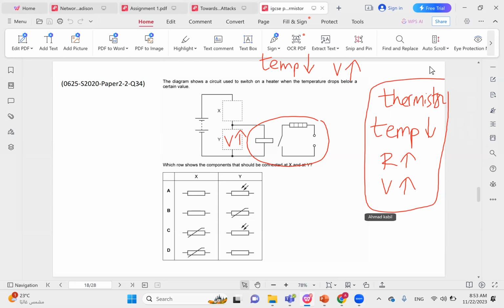So the thermistor has the relationship that I would ideally like to see. When the temperature decreases, the voltage increases. So I need to put the thermistor where I'm required to increase the voltage. So I need to put the thermistor in Y. This is the idea. And in X, I'm just going to put a regular resistor. So therefore, we go for choice B, where we put the thermistor in Y and the resistor in X.